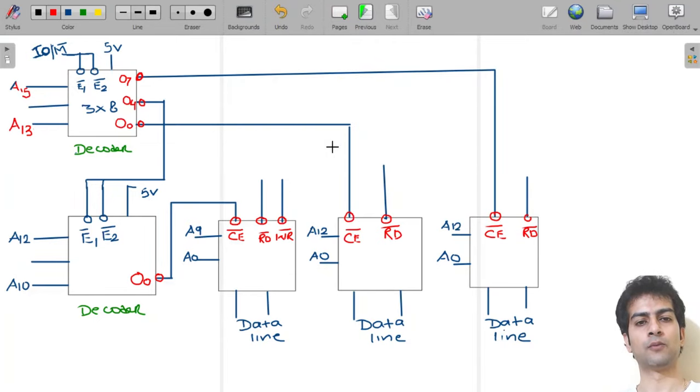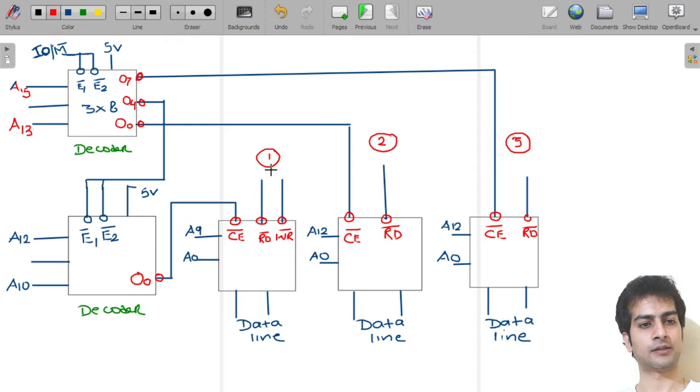Now, coming to one more question based on finding the memory range. So here we are asked to find the memory range of these three memories. Suppose I call this one memory 1, this one memory 2, and this one memory 3. So we have to find the memory range of these three memories.